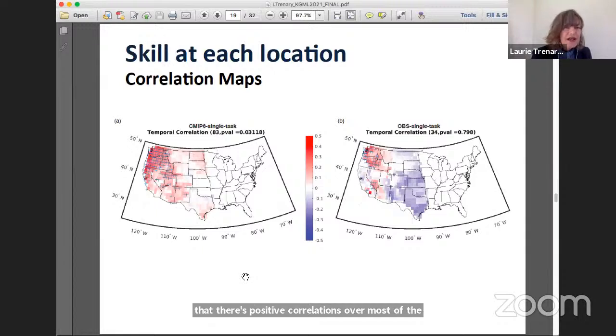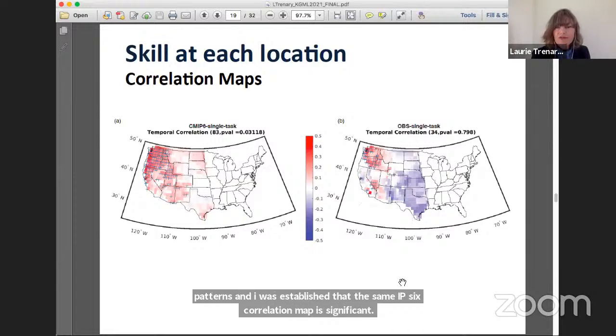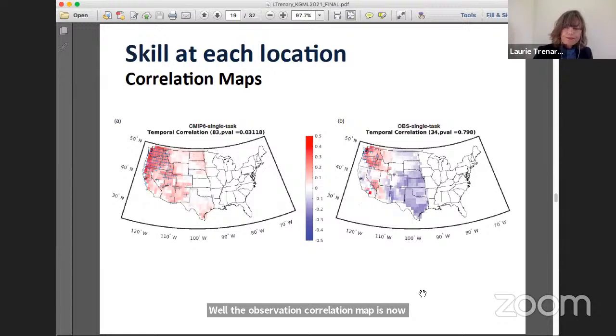the region, with the exception of the interior, where it's close to 0, and there are some negative values. If we compare that with our observation trained model, we see that the positive correlations are limited to the Pacific Northwest, and there are large regions of negative correlation. I performed a field significance test on these two patterns, and it was established that the CMIP6 correlation map is significant, while the observation correlation map is not.